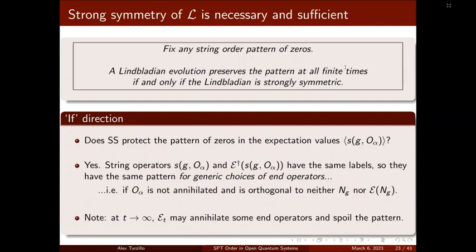Are there as many? Is every different string order pattern of zeros allowed? Is the classification literally how many ways of arranging them? That can't be right. So some of them are not allowed.